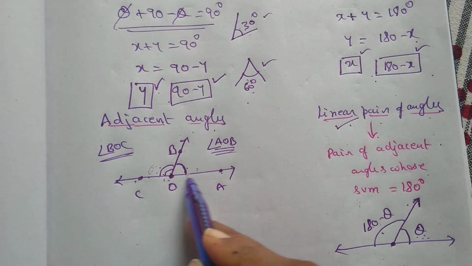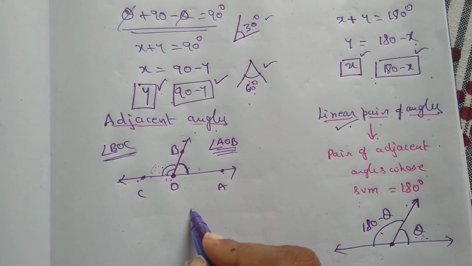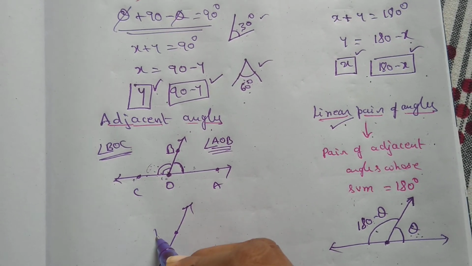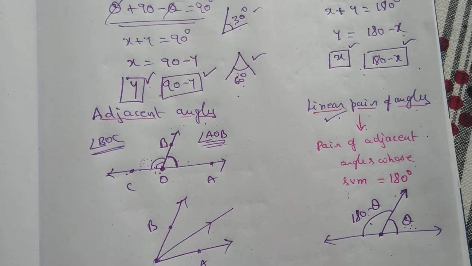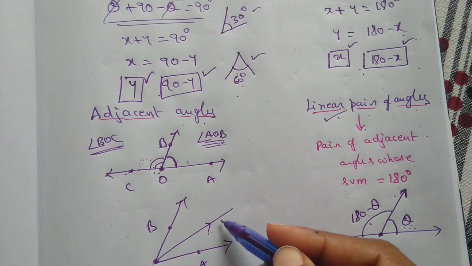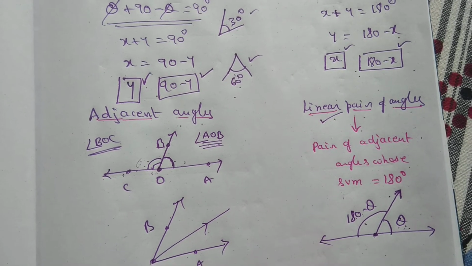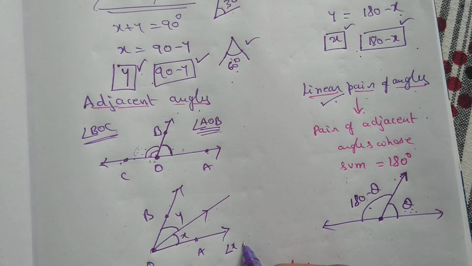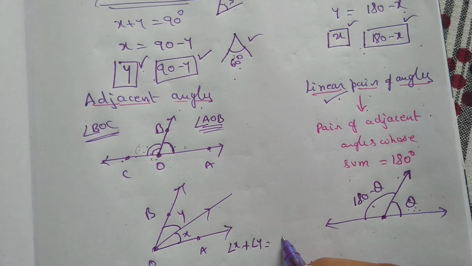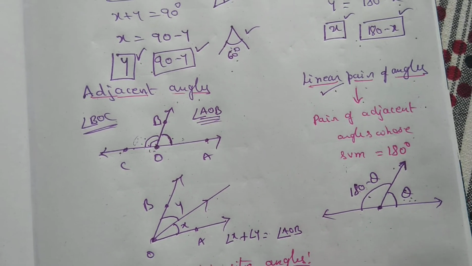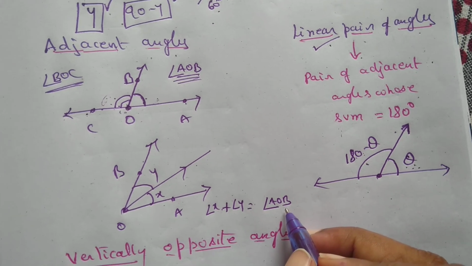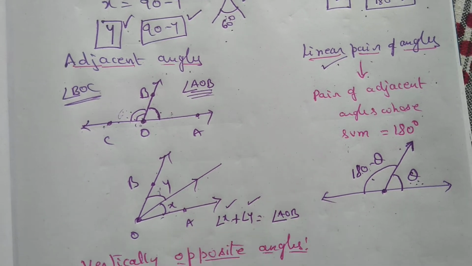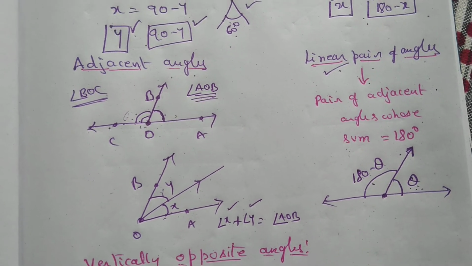Adjacent angle doesn't mean that always a straight angle is divided. No. See, I take this one. O, A, B. Now draw a ray passing through the same point and dividing the plane between these two. So this is an angle X, this is an angle Y. So here angle X plus angle Y is equal to angle AOB. Is it not? That means here X and Y are adjacent. These two are adjacent angles.